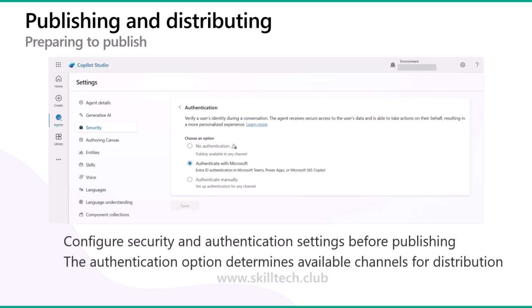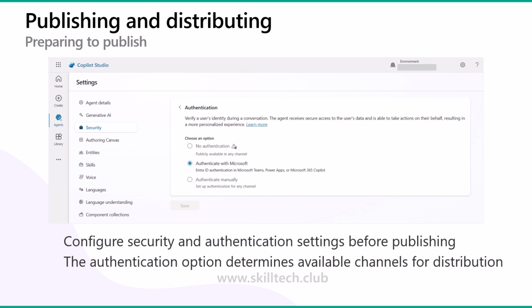Now let's talk about publishing and distributing. Before you publish, you have to prepare to publish. When the agent has all the topics and actions which you need, and you have configured it properly, you have to make sure that your generative AI functionalities are properly tested in the Copilot Studio environment.